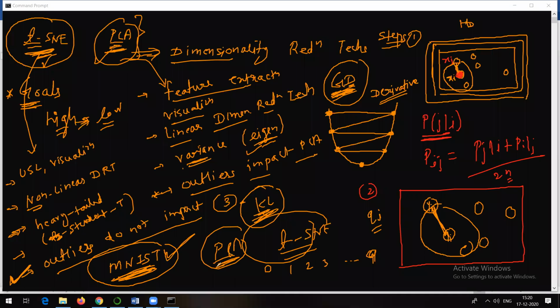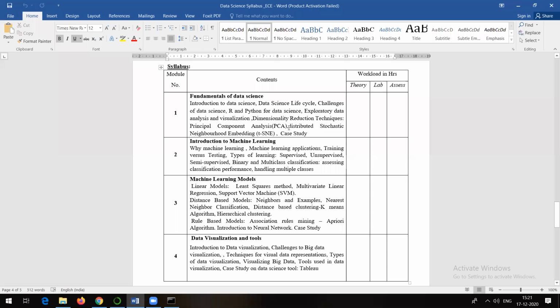If you are really interested, go and try to implement both the algorithms with the help of this dataset. Maybe tomorrow, if we have another session, I will show how to apply PCA or t-SNE on the MNIST dataset. So this is an introduction to the last topic, the t-SNE algorithm, which was remaining from the fifth unit.